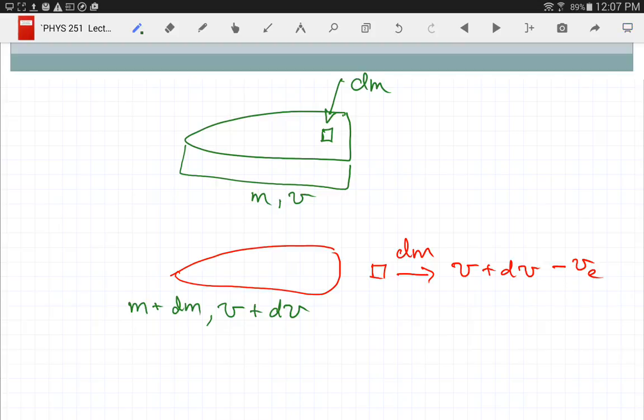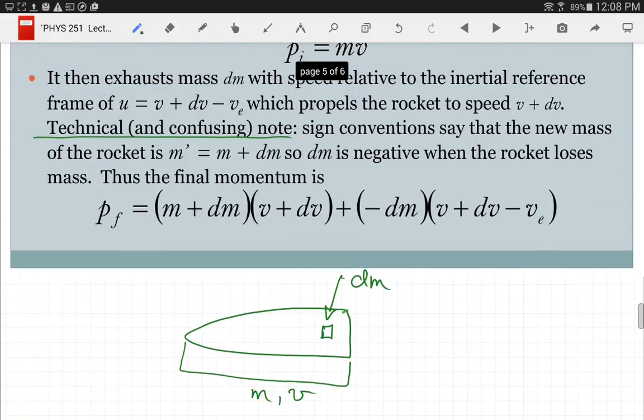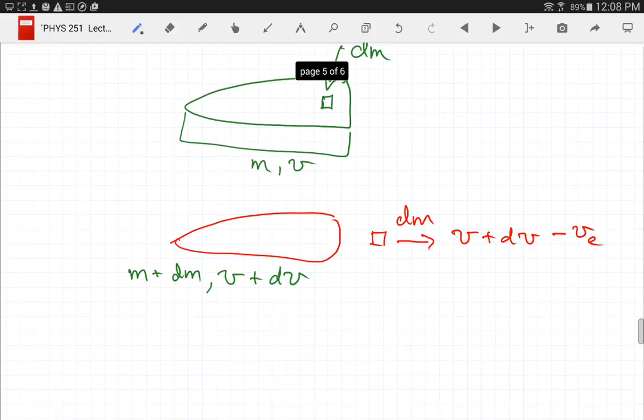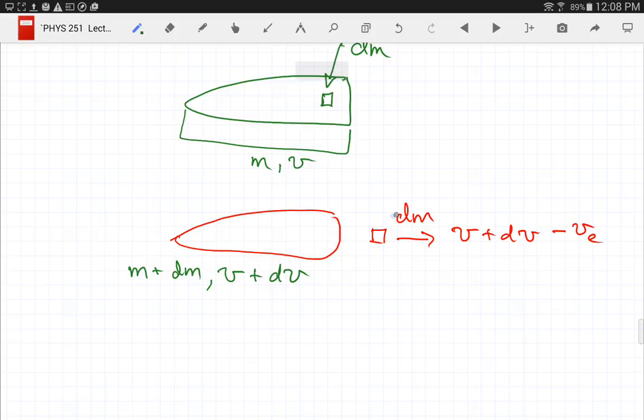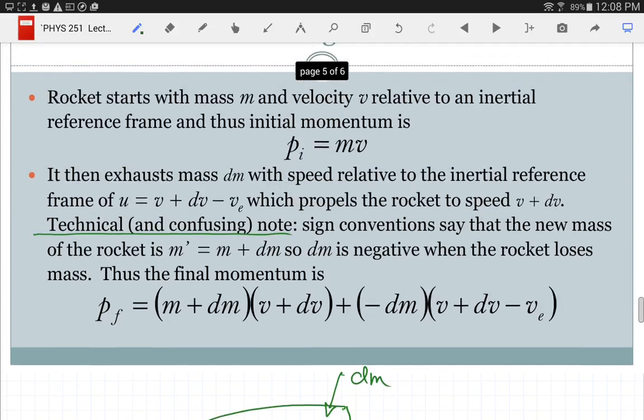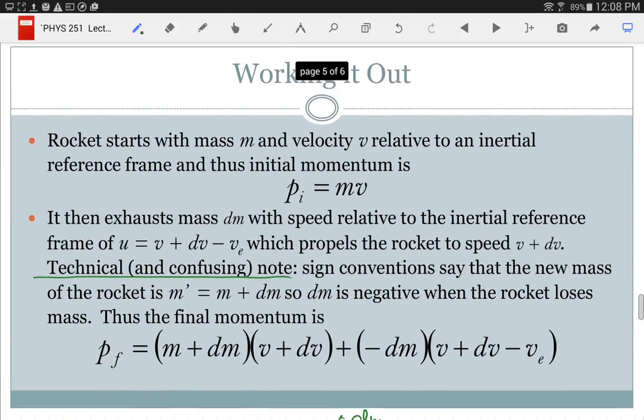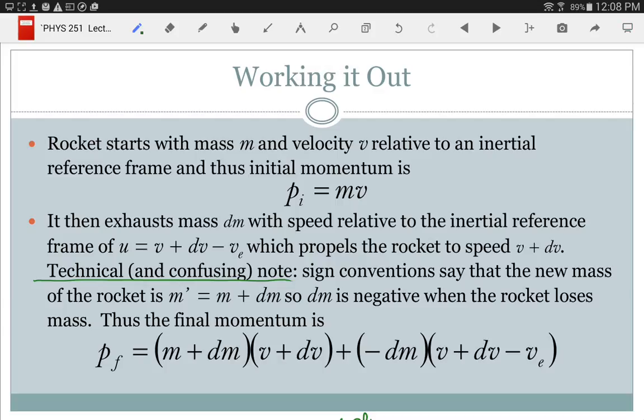But of course the change in mass was negative because mass was ejected from the rocket. So dm is actually a negative value, which means the mass of this ejected piece is actually minus dm. Because dm is a negative value, of course that ejected piece has to have a positive mass. So it's minus dm. It's a confusing thing, but it's a technicality that you have to pay attention to or you're going to get a wrong answer. So we have momentum is conserved. No external force, so the change in momentum is zero.